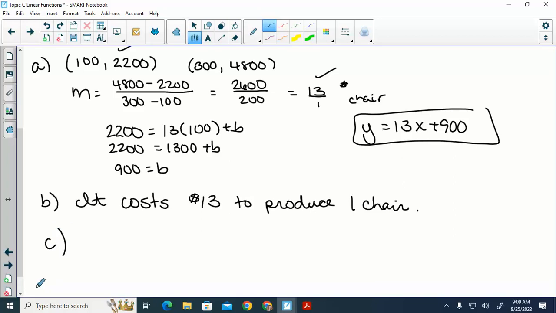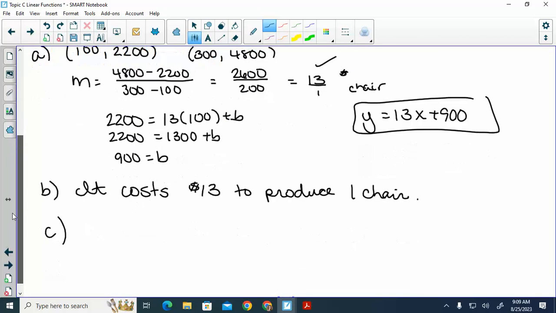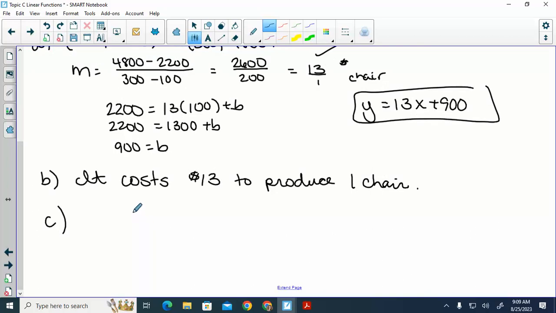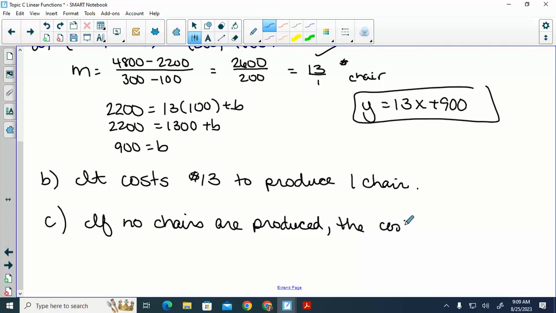C, I asked you to interpret the y-intercept. So the y-intercept is when x equals 0. So if no chairs are produced, the cost is what? 900. Our y-intercept was 900. If you plug a 0 into your equation, you get 900 out.